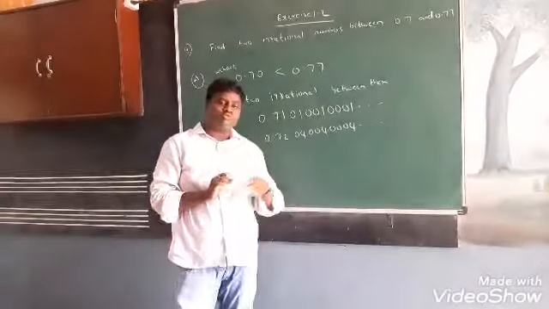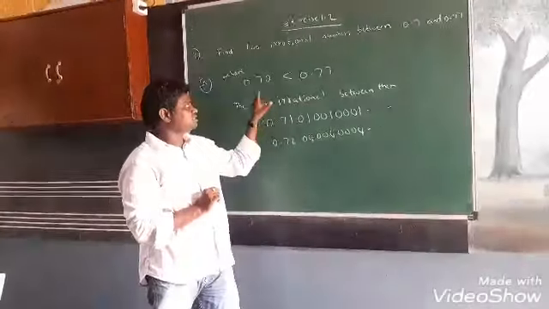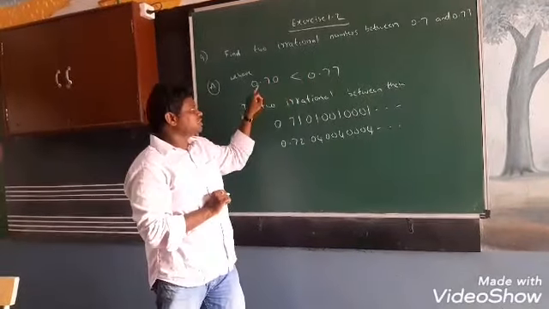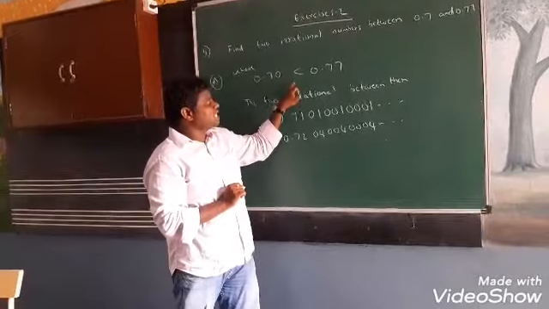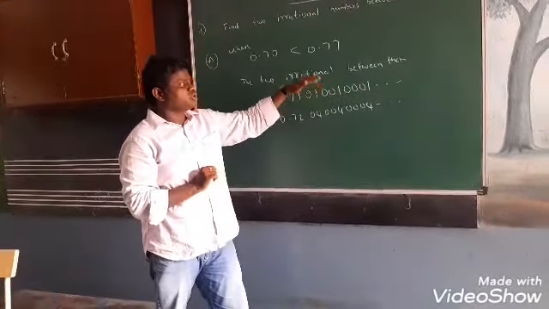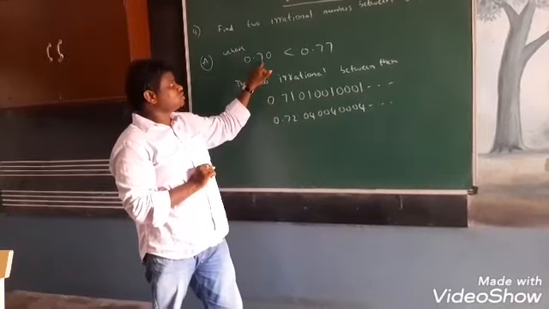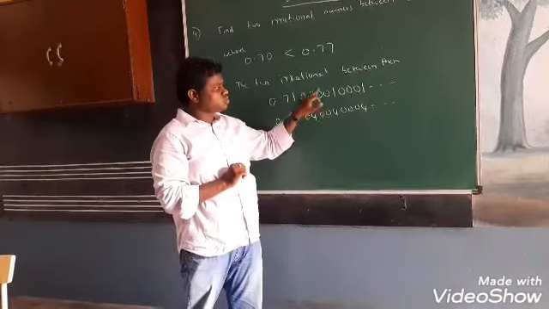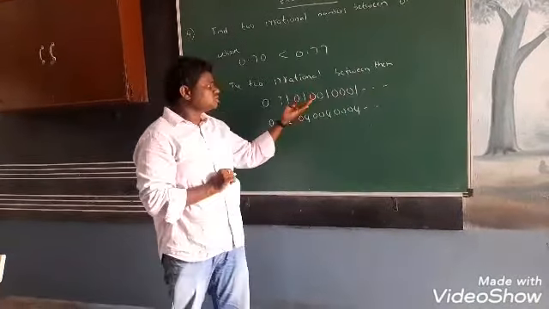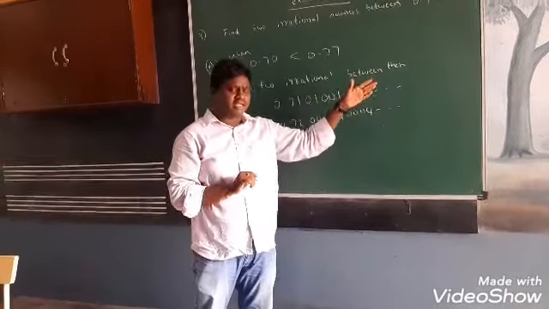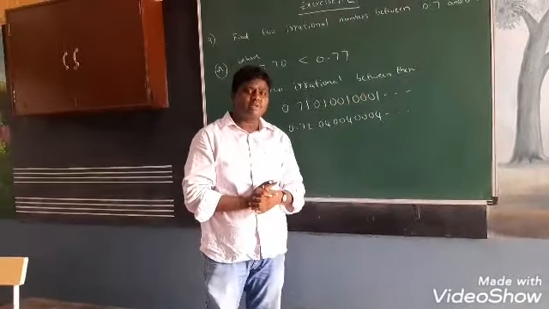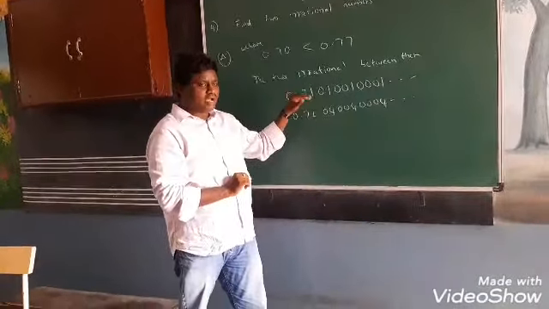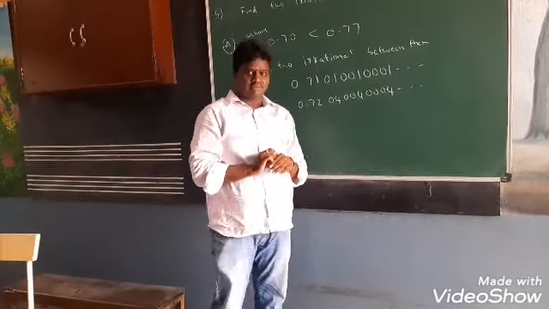Students, if anybody asks you to find two irrational numbers between two rational decimal numbers, first compare the two rational numbers, that is 0.7 means 0.70 is less than 0.77. After that, write after 0.70 the next number 0.71, then keep 01, 001, 0001 and so on, or 02, 002. You can keep anything, but it must be a non-terminating and non-repeating decimal. So this is the method to find two irrationals between two rational numbers.